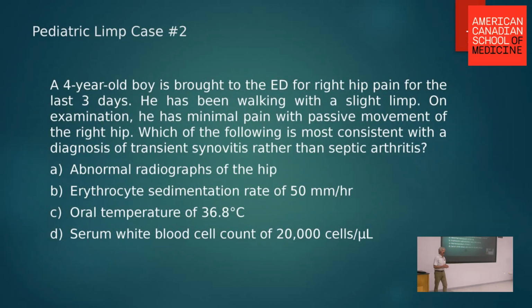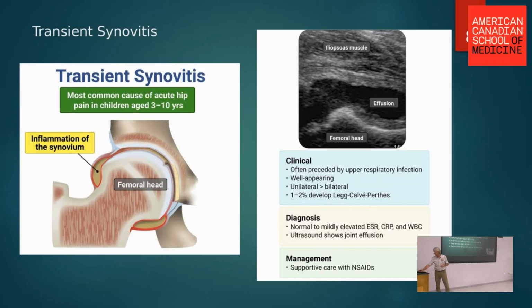Oral temperature of 36.8 correlates to 98.2 degrees. So this child would be afebrile, which is what you would expect in synovitis, and you would not expect to have an elevated white count. So the thing that would be most consistent with transient synovitis is a normal temperature. You should not have an elevated sed rate. You should not have an abnormal radiograph, and your white blood cell count should be normal. Remember, we said the normal range on white count, essentially 4,000 to 10,000. In kids, it can go up a little bit, like 12,000, but 20,000 would certainly be a little bit too high. So what is transient synovitis?